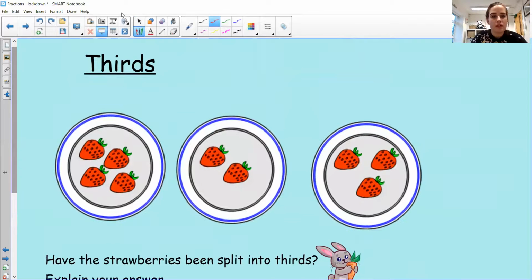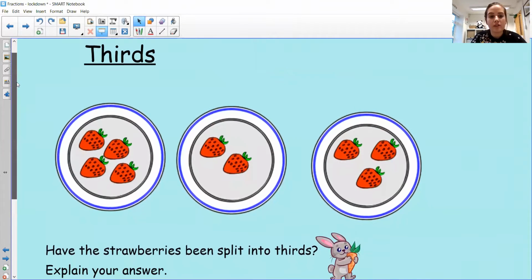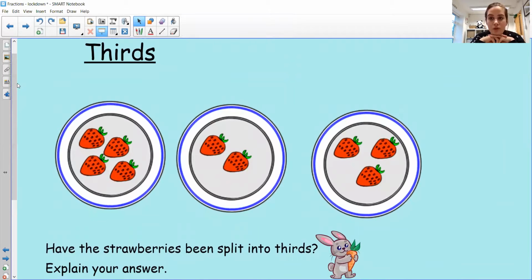Moving on. Oh, this one's interesting. What do you notice straight away about this one? Talk to the person at home next to you, or if you're in the classroom at Pashley, talk to your class friends. What do you notice? Have these been split into thirds? Brilliant. Why have they not been split into thirds? Because they are not equal. They are unequal. At the moment, we have 4 strawberries here, we have 2 strawberries here, and we have 3 strawberries here. And our mission is to make them equal.